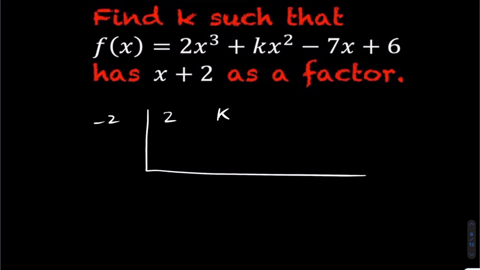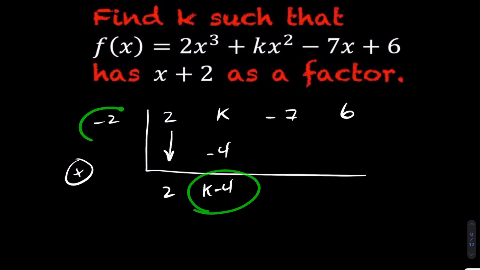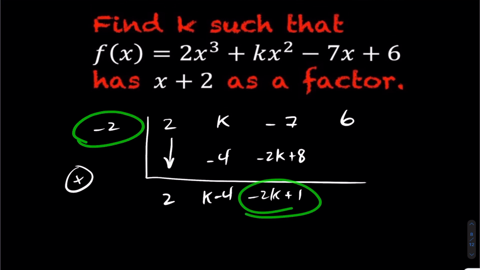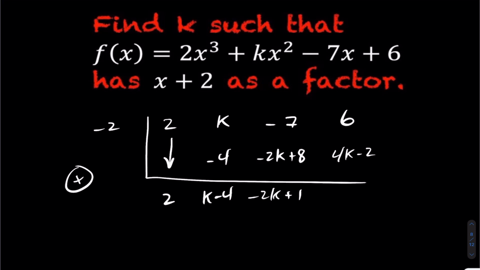So I'm going to go ahead and write down the coefficients of my polynomial. So I wrote those down, and again, we have that k now along for the ride in the synthetic division. So 2 times negative 2 is negative 4. Adding, I get k minus 4 this time. And now you're going to take k minus 4 times negative 2, which is negative 2k plus 8. And then we're going to add the column here, and in which case we get negative 2k plus 1. And then we're going to take negative 2k plus 1 times negative 2, giving us 4k minus 2. Adding this up, we get a remainder of 4k plus 4.